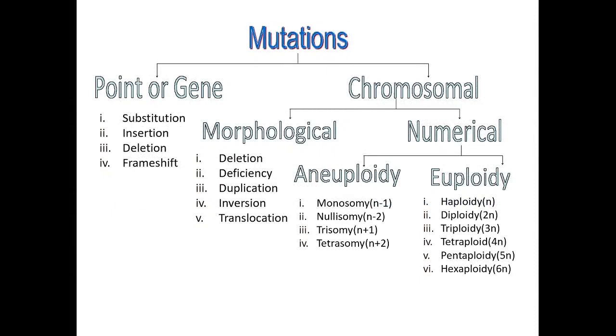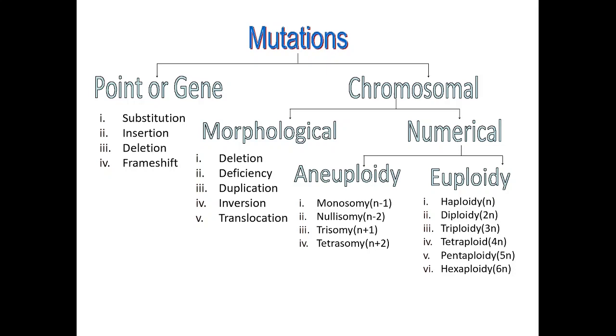Now, types of mutations. Mutations are mainly of two types. The first one is point or gene mutations. The other is chromosomal mutations. Point or gene mutations occur when there is a change in one or more genes. They are of the following types: substitution, insertion, deletion, and frame shift.